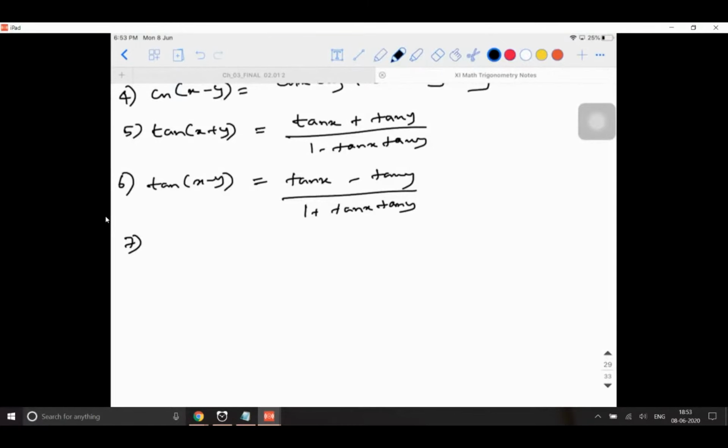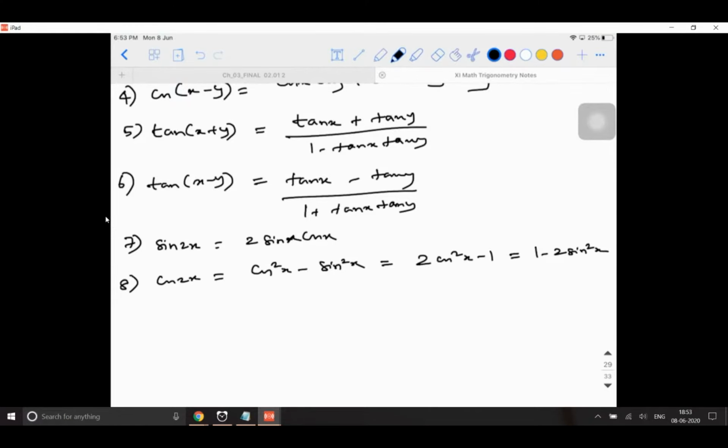The next one is sin 2x, that is 2 sin x cos x. Then we have cos 2x. Cos 2x is cos square x minus sin square x, or this is also equal to 2 cos square x minus 1, or this is also equal to 1 minus 2 sin square x. Everything is the same formula. And the last one that we saw today is tan 2x. So tan 2x is 2 tan x divided by 1 minus tan square x.